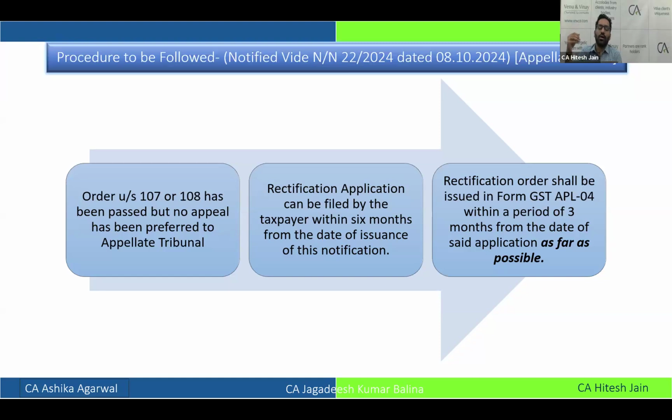Coming to the procedure which needs to be followed at the appellate level, whereby your order pertaining to any case which covers the scenario of restriction of ITC due to 16(4) has been passed under 107 or 108. 107 is the appellate order, 108 is the revisional order. But you have not preferred any appeal to the appellate tribunal. Then also you can file the rectification application and the rectification order shall be passed in form GST APL 04. The time limit for such passing of order is again 3 months from the date of application as far as possible.